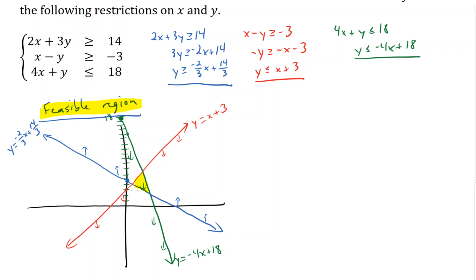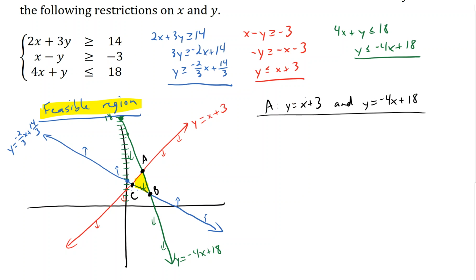And then I need to know my vertices. Let's call this vertex A, this vertex B, and this vertex C. So let's find my vertices. So for A, I know that that's where the red and green lines meet, so I know y equals x plus 3 from the red line. And from the green line, y equals negative 4x plus 18. So I need to solve this system.